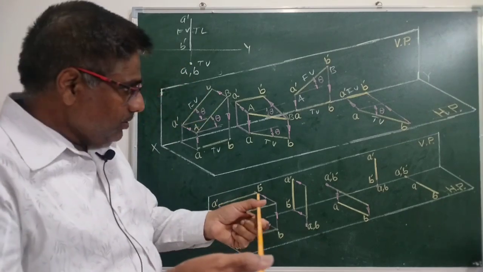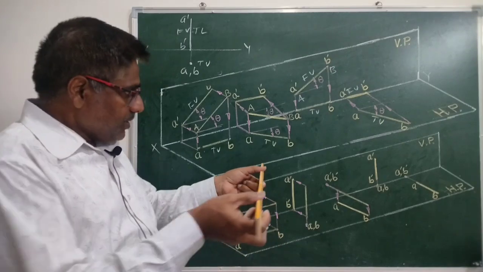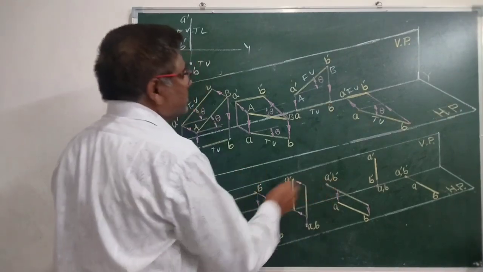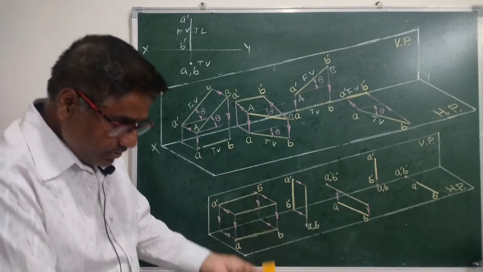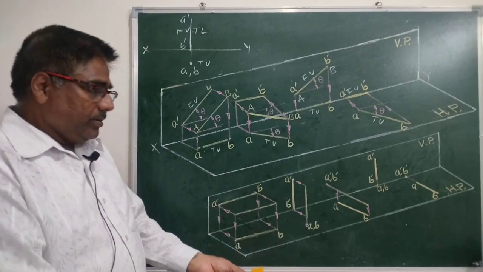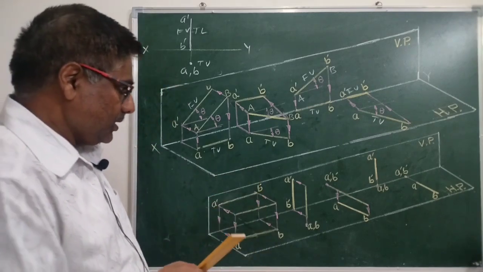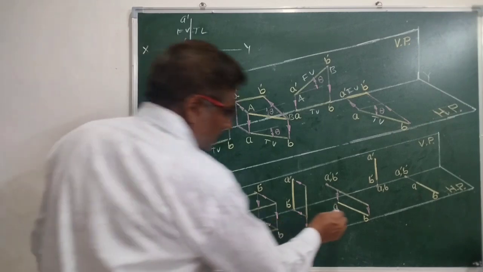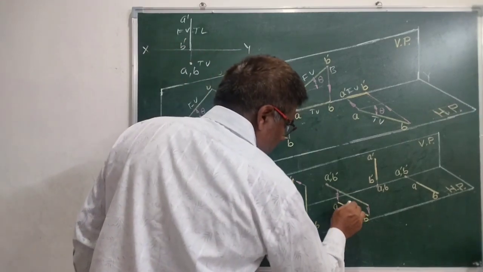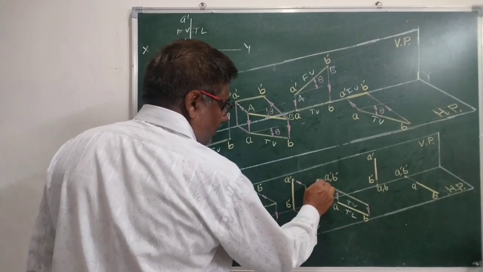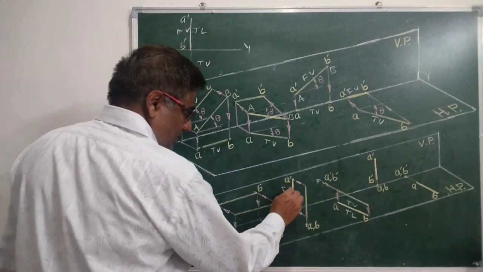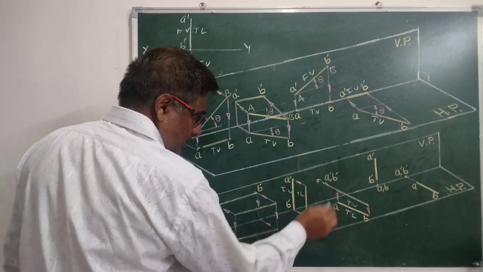If it is perpendicular to VP, its front view will be just a point. Okay, and what about top view? Top view will be perpendicular to XY, and it will give you true length. This is top view, and this is front view. This is front view with the true length.